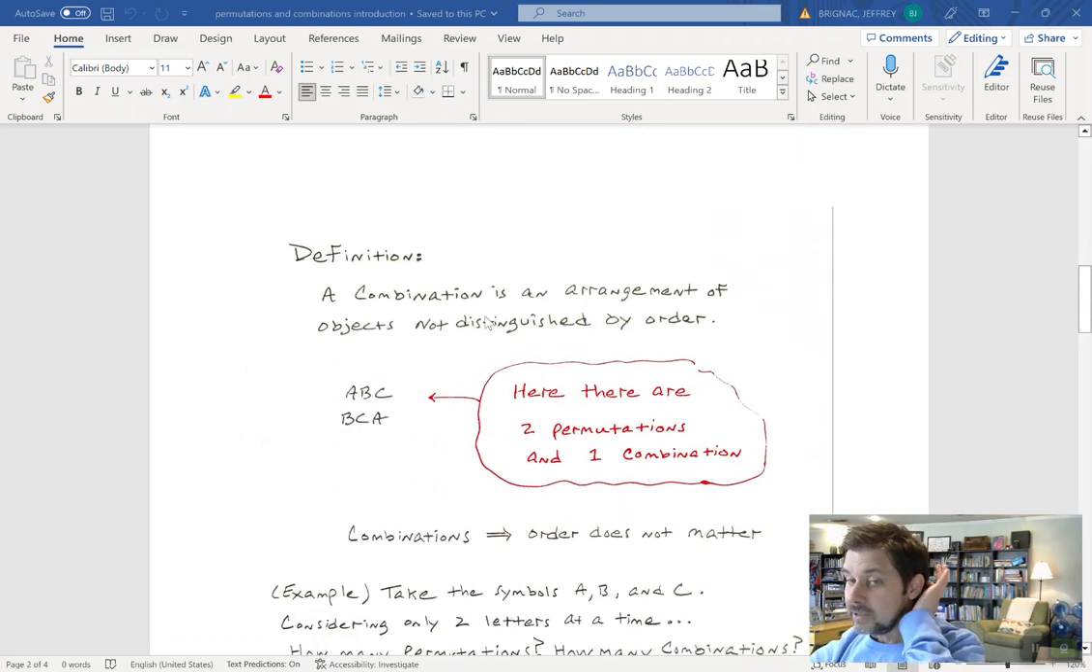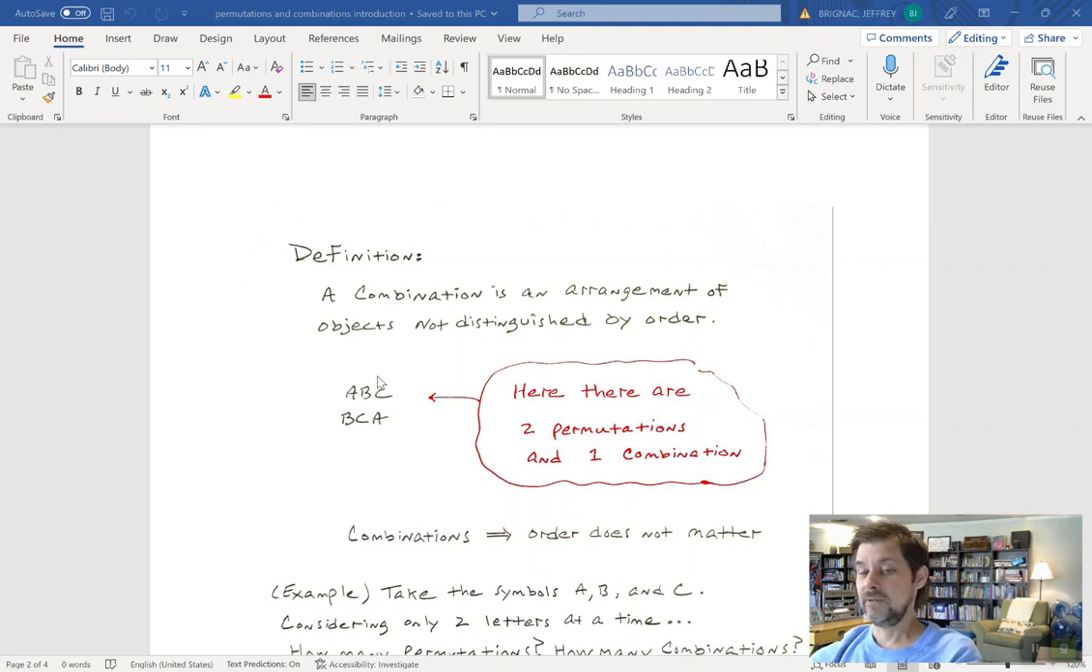The next thing is a combination. A combination is an arrangement of objects where the order is not important. The order does not distinguish anything. We wouldn't say that two different strings are actually different just because they have the same symbols in a different order. Here's an example: we've got A, B, C, and B, C, A. Each of these has the same 3 letters, but the order's different. In a combination, the arrangement doesn't make any difference.